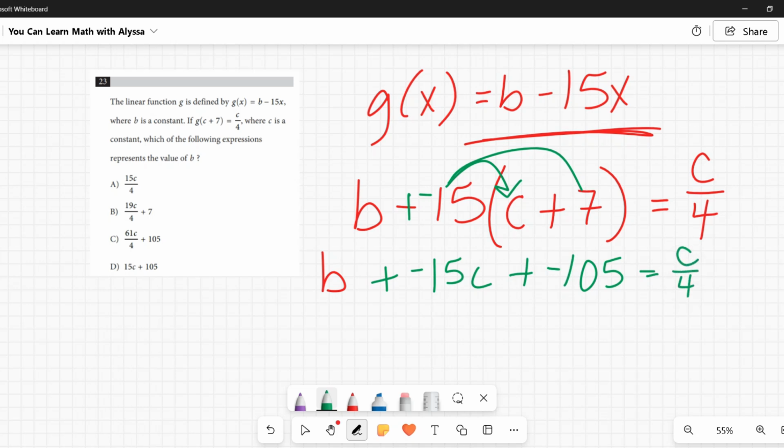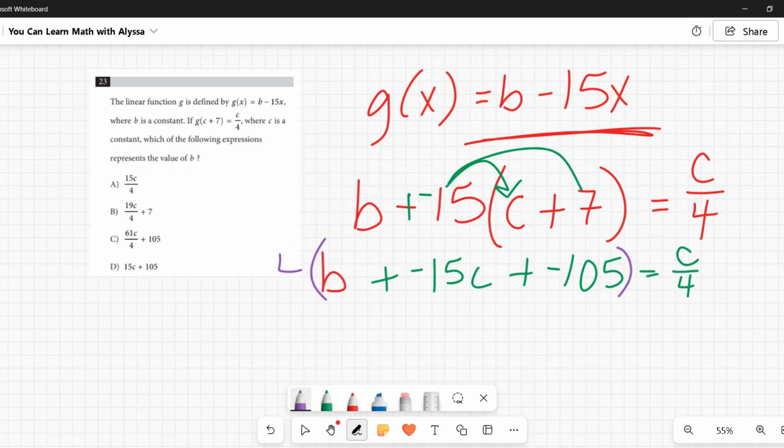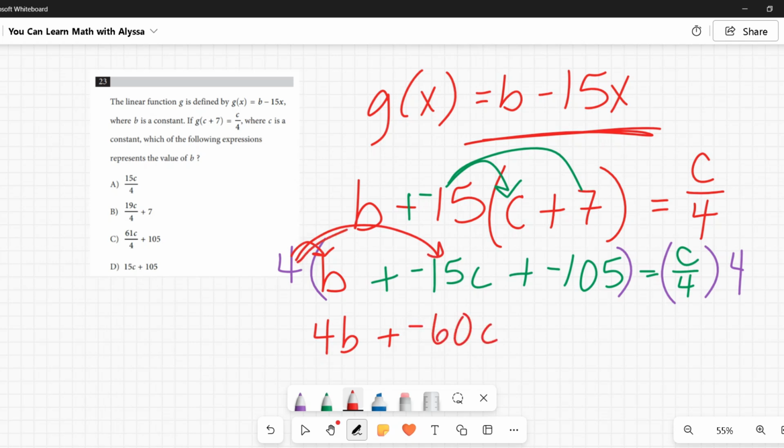I want to get rid of that 4 in c over 4. So I'm going to multiply both sides, I'm going to multiply everything by 4. Multiply all this by 4, and multiply this by 4. So on the left, I'm going to get 4 times b, or 4b, plus 4 times negative 15c, which is negative 60c, and 4 times negative 105 is negative 420. And this is equal to c. Okay, so now I just need to solve for b, because that's the goal.